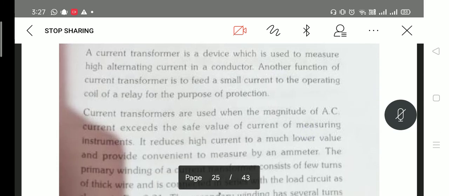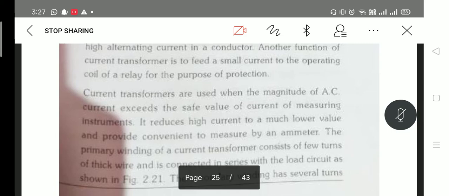Current transformers are used when the magnitude of AC current exceeds the safe value of the current measuring instrument. We reduce the magnitude of the current to a safe value, so that we can measure the safe value of current in the instrument transformer.